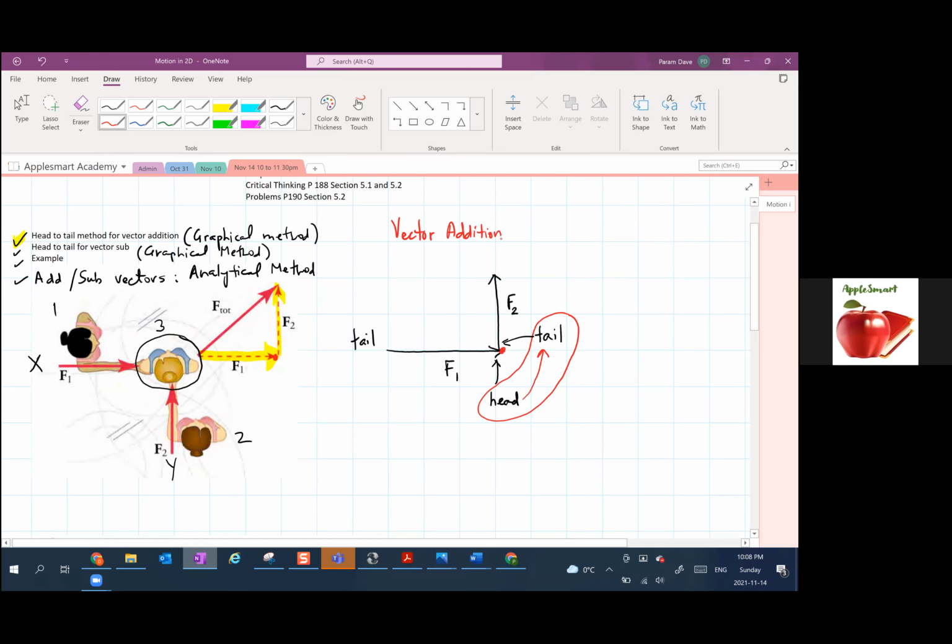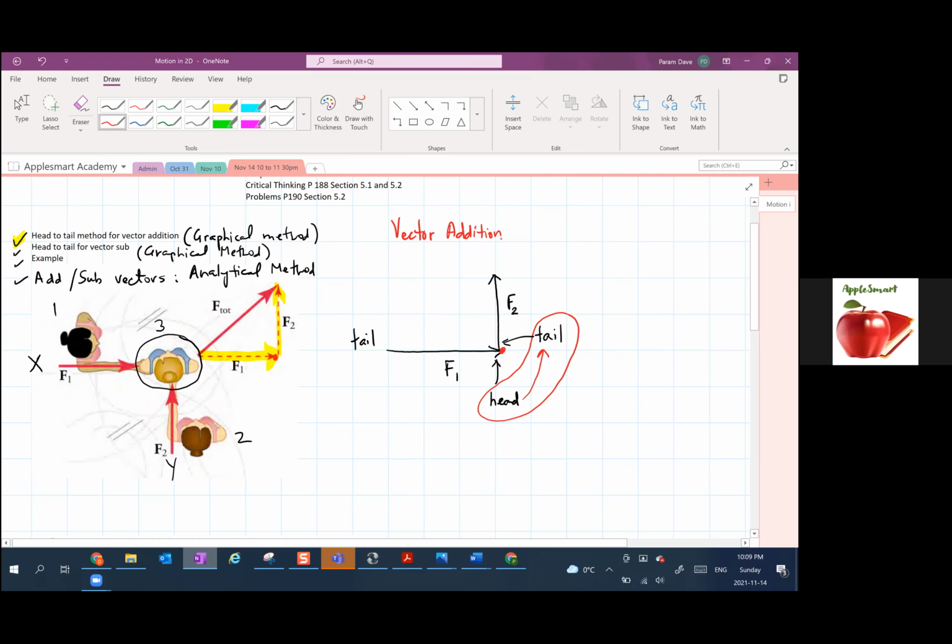Now, by the way, what's vector addition? Well, you have two vectors and you're combining the effect of both those vectors to find out what's my resultant effect. So basically here we're trying to find out what's the resultant push that student 3 is going to be feeling, right? So we need to find out the resultant push.